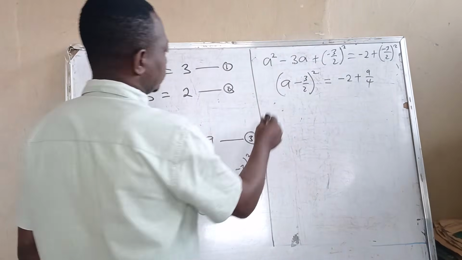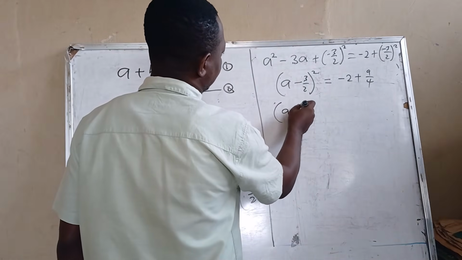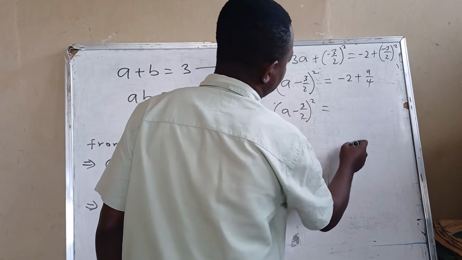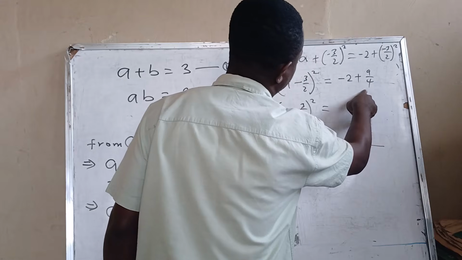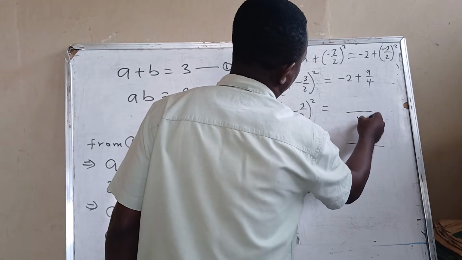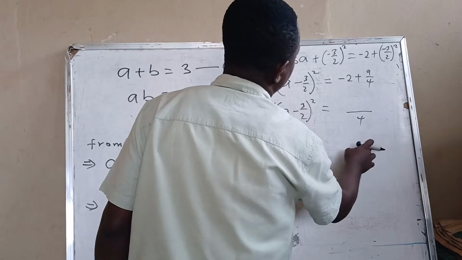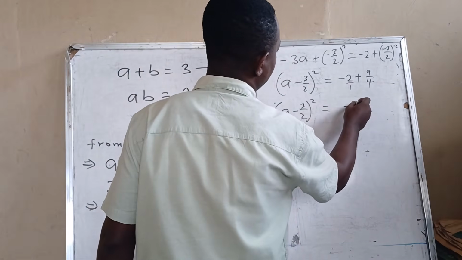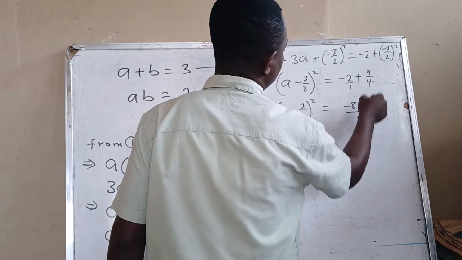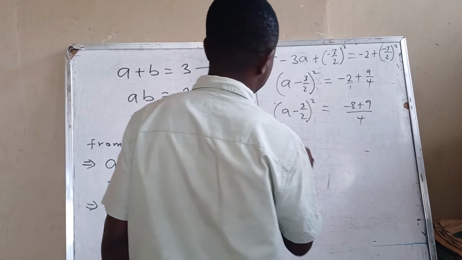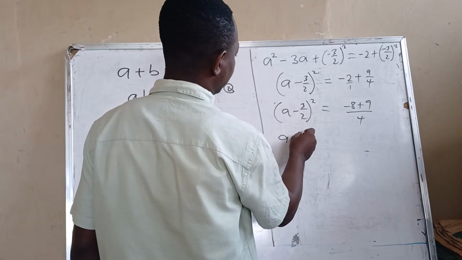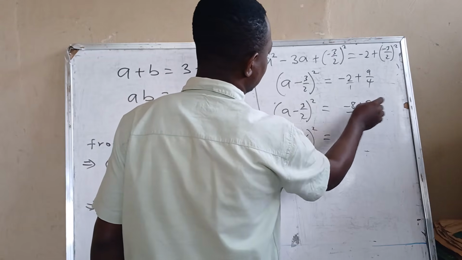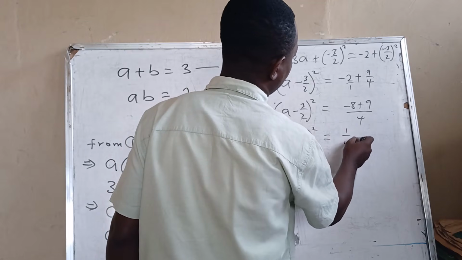So (a minus 3 on 2) all squared equals that. Now the LCM will be 4 here, so we make minus 2 over 1. 1 into 4, we have minus 8. 4 into 4, 1, 9. So (a minus 3 on 2) all squared will be 1 over 4.